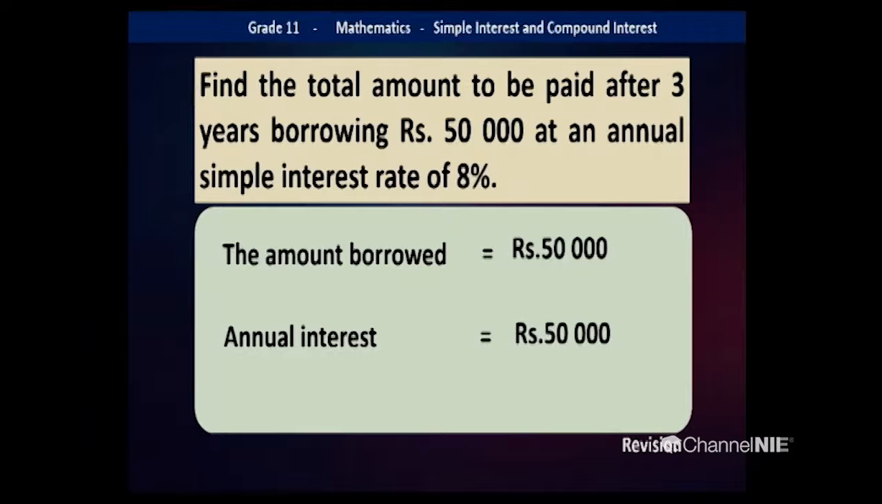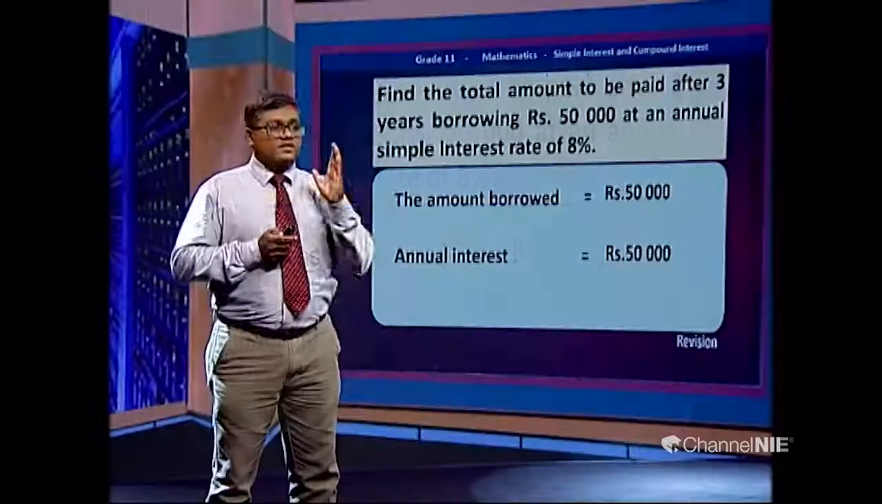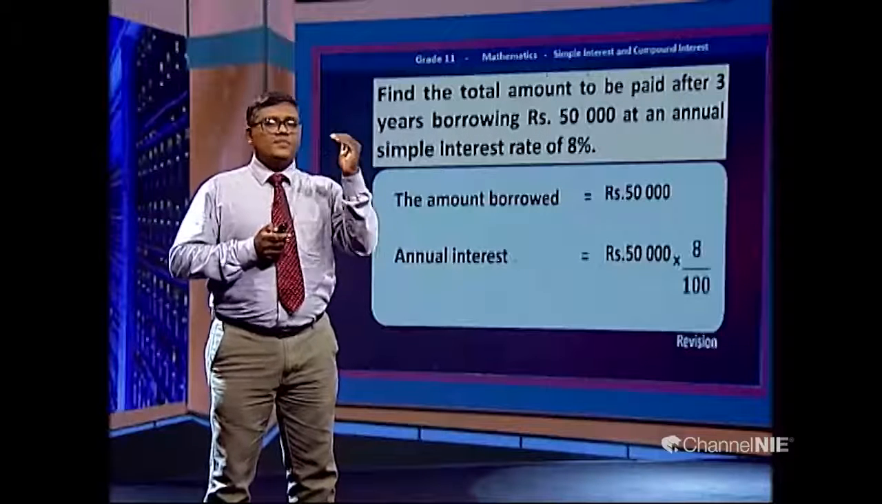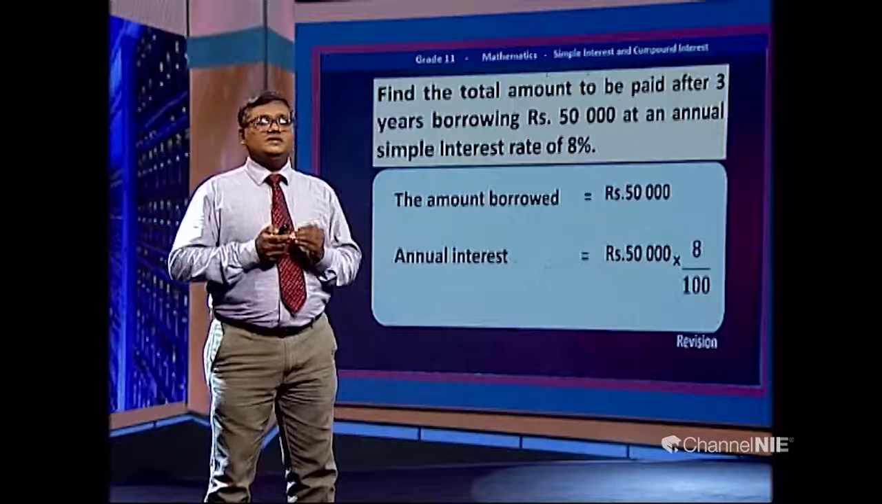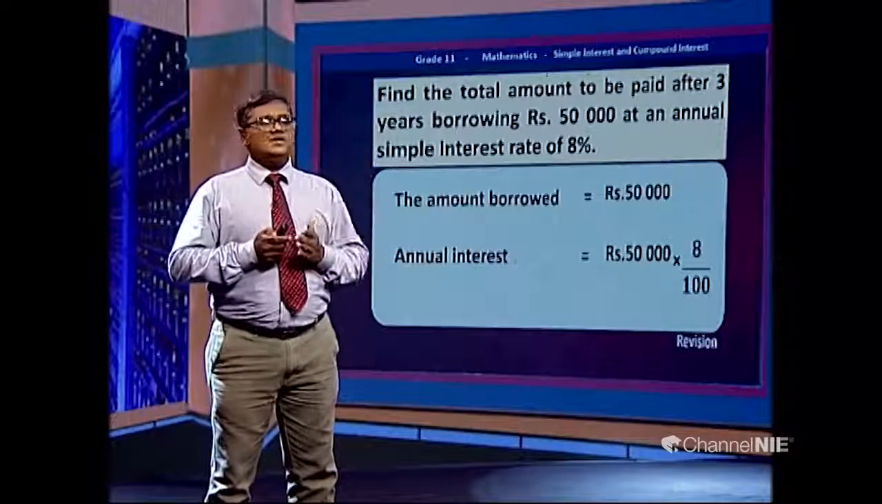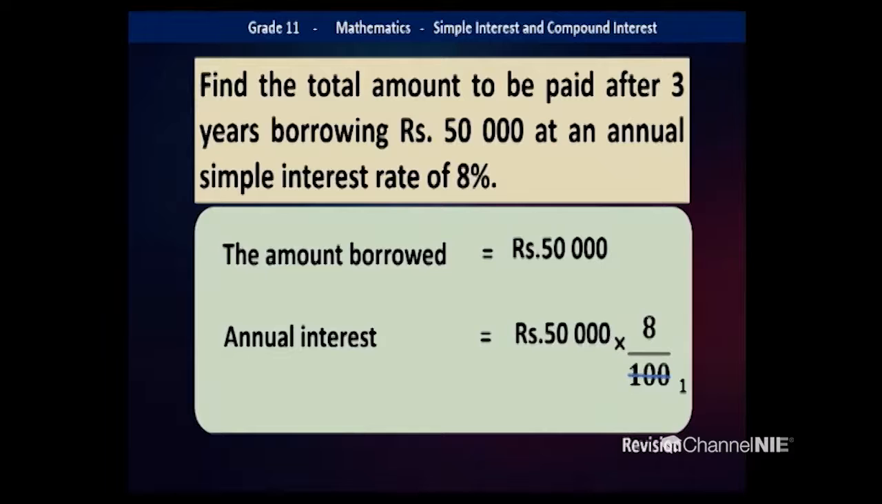Annual interest rate. Now how to calculate the annual interest? 50,000 into 8 upon 100, because 8%. How to simplify it? We can cancel the 2 zeros in 100 with the 2 zeros in 50,000. Then 500 into 8, you get the answer rupees 4,000.